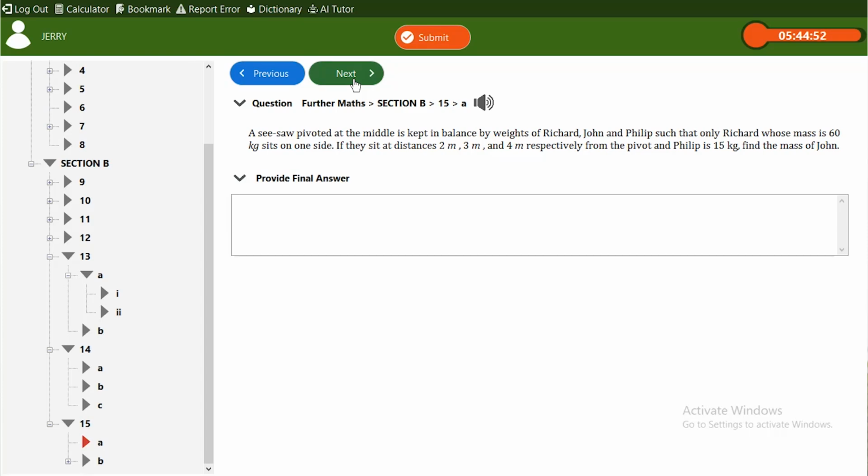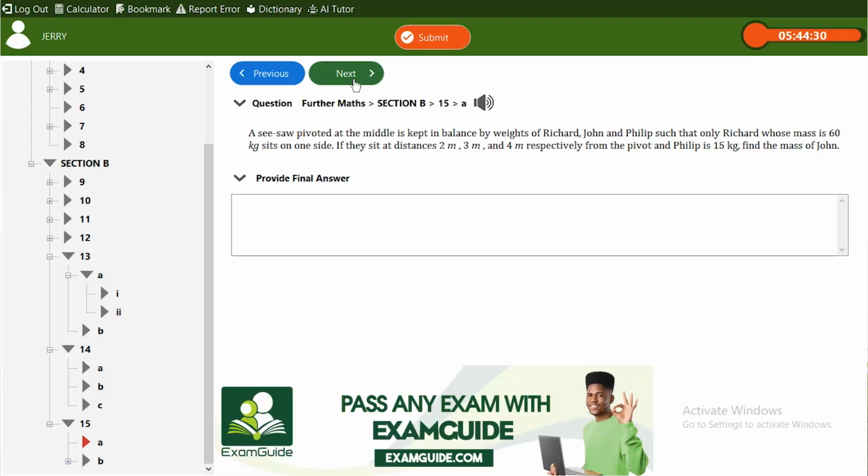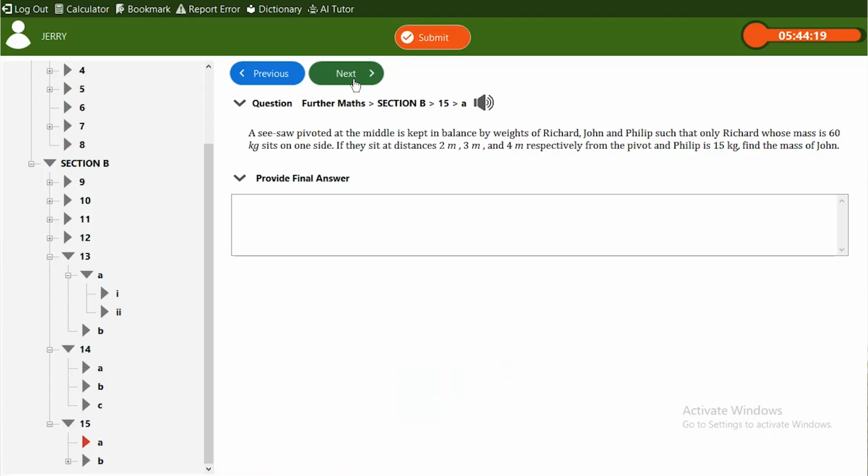Next question is question number 15A. A seesaw pivoted at the middle is kept in a balance by weights of Richard, John, and Philip, such that only Richard, whose mass is 60 kilograms, sits on one side. Okay? If they sit at distance 2 meter, 3 meter, and 4 meter respectively from the pivot, and Philip is 15 kg. Find the mass of John. Now this question, they are interested in the mass of John. Okay, remember, this is principle of moment.